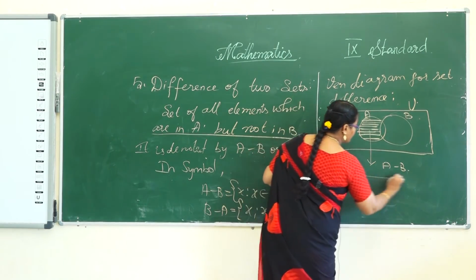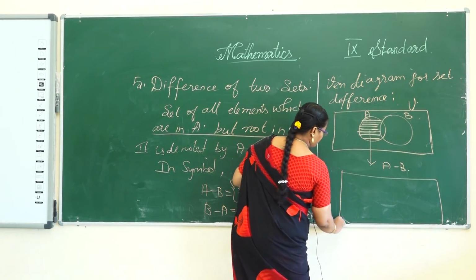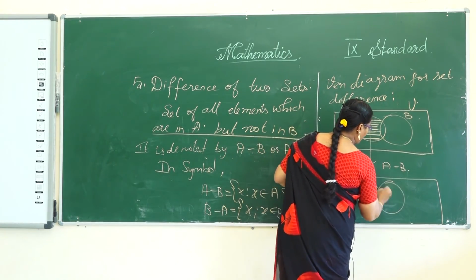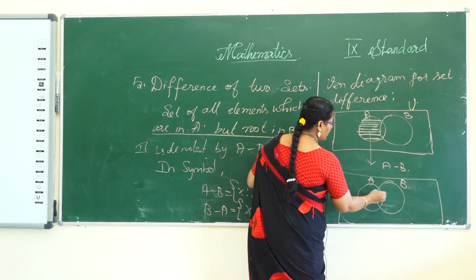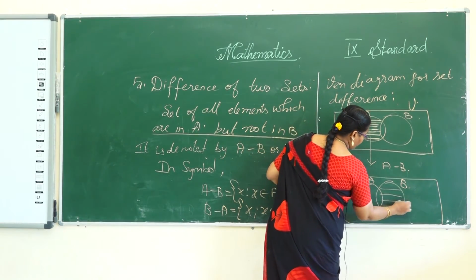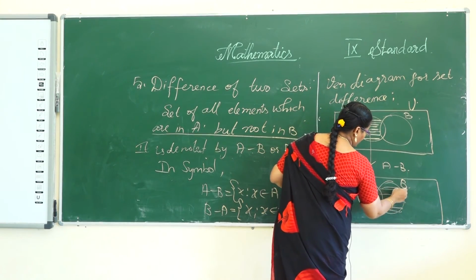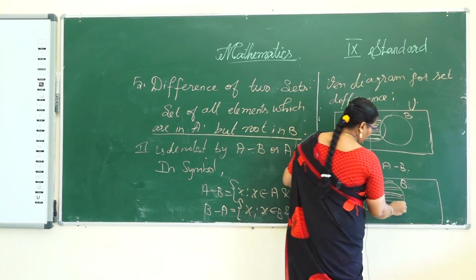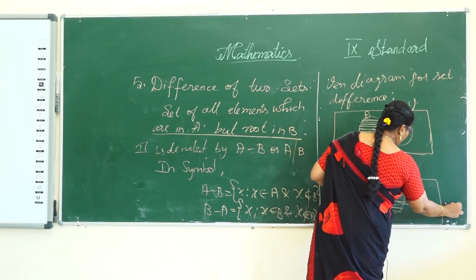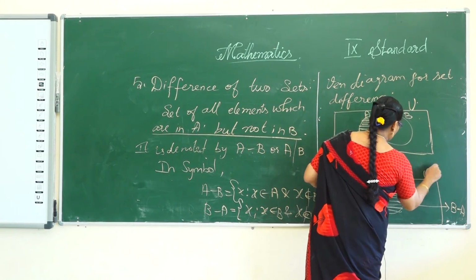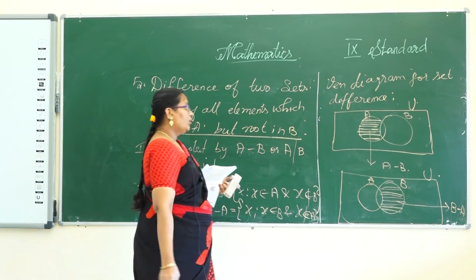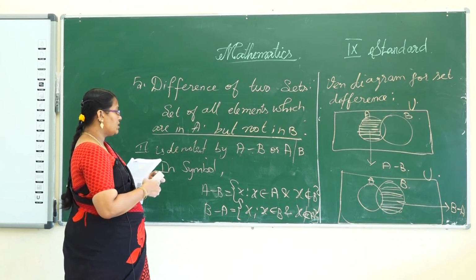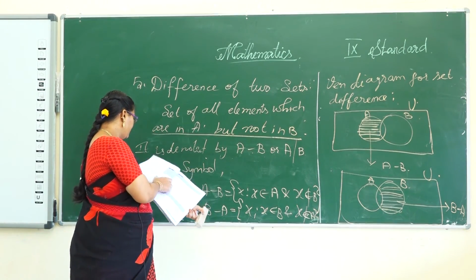And the next one, B minus A. So the elements present in B only, every element in B only, not in A. So it is called B minus A. This is the universal set. Okay, I hope you all understand the Venn diagram for the difference of two sets. See the example.